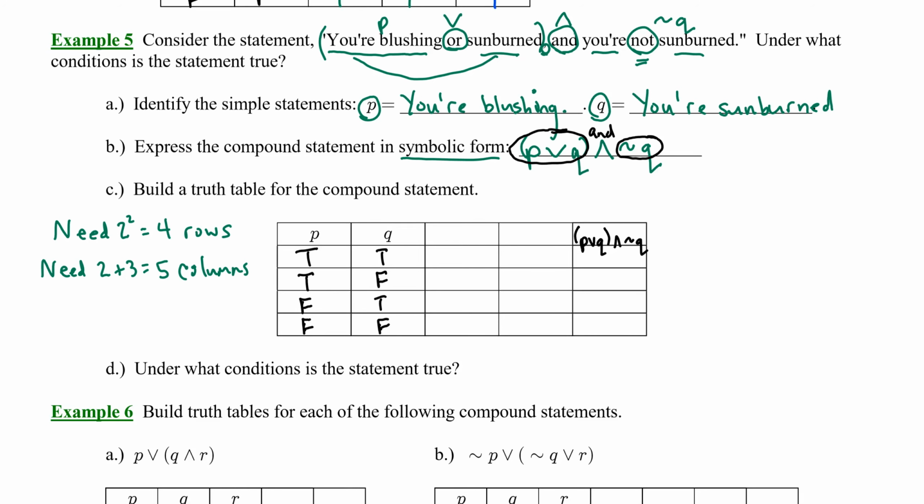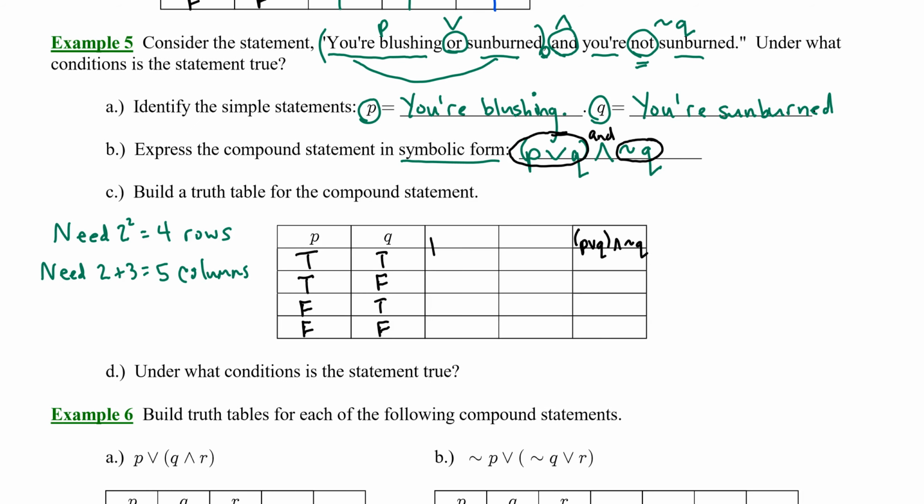We have the truth values for the simple statements, but not those connectives. So on the left side of my and statement, we've got a disjunction, P or Q. And on the right side of that and, we have a negation, not Q. So let's judge the truth values building up to our compound statement.